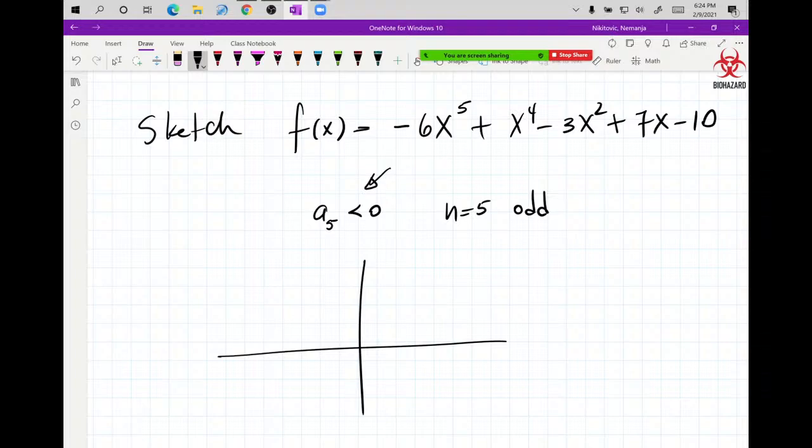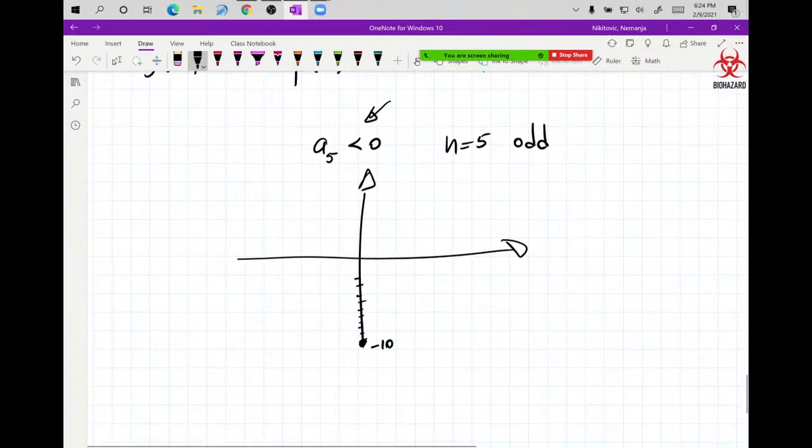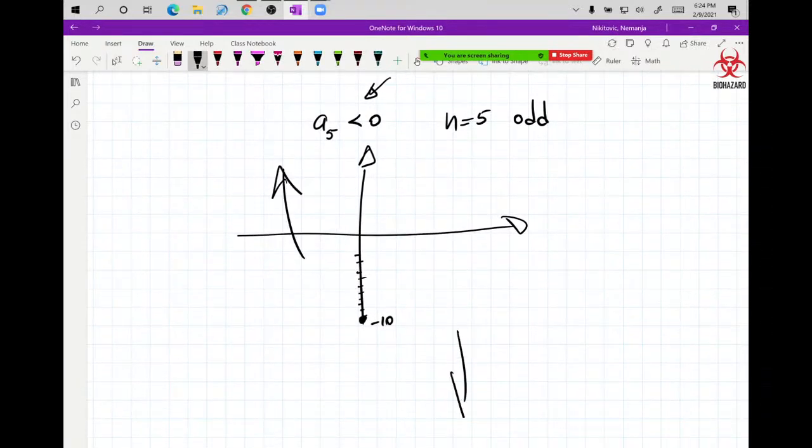So this function will go through -10 on the y-axis, because that's very easy to compute the y-intercept. If x is 0, then what you get is -10. So that's going to go down to -10. And then you are going to have some kind of a function, but as you can see, one part is going up, one part is going down, and the function is going to do something in between. We don't know what the function does in between now, but we know that it's going to do some of these things. So that's what we have for sketching the graphs.